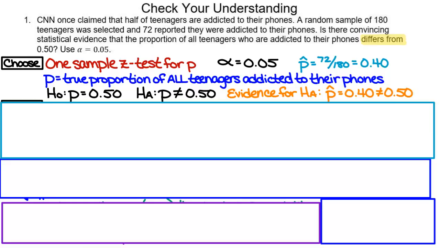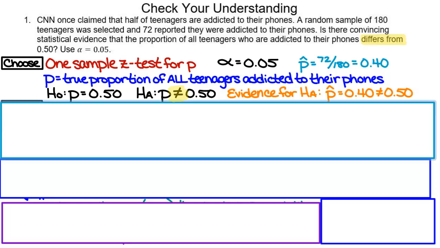P in this case would be the true proportion of all teenagers addicted to their phones. The H0 is that it's equal to 0.50 because that was the CNN claim, that half of teenagers are addicted to their phones. The Ha, it says differs from, and so we have a not equal to there. Anytime it says differs from, that would be a not equal to. This is a unique situation because we have not done a not equal to yet as a group together. And then you don't have to have this part, but I kind of stuck this in anyway. Our evidence for the Ha would be, well, my p hat isn't the same as the claimed value for p.